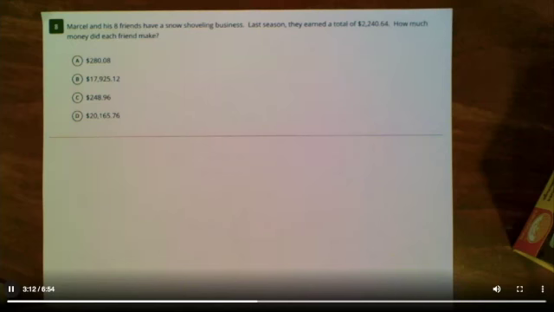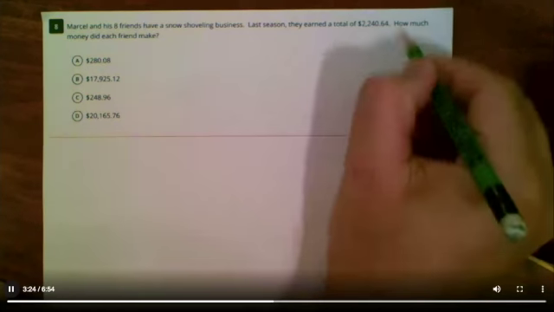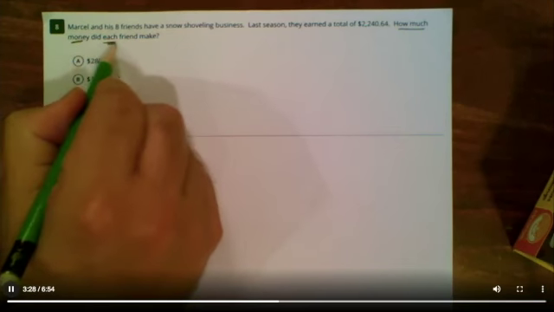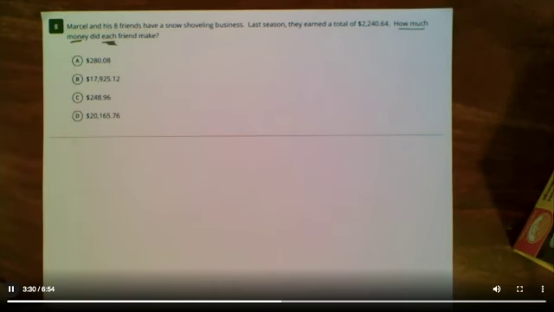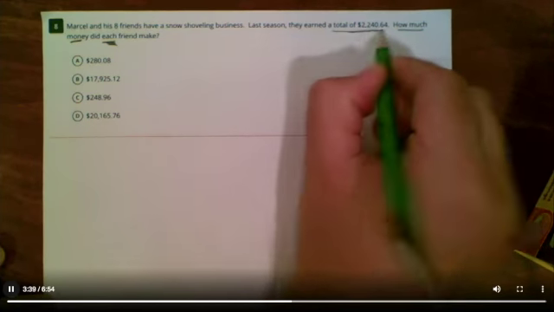In question 8, it says Marcel and his 8 friends have a snow shoveling business. Last season, they earned a total of $2,240.64. How much money did each friend make? So I know it's a money problem. And this word each is important because it usually tells me I need to divide a big amount into smaller pieces. So this is the big amount up here.